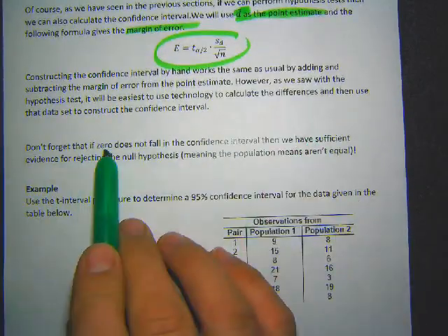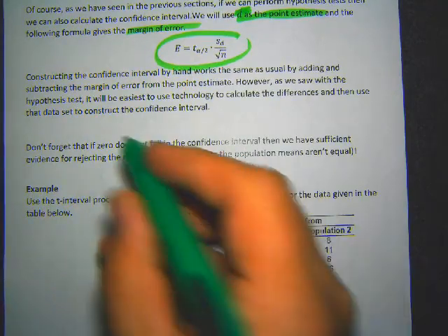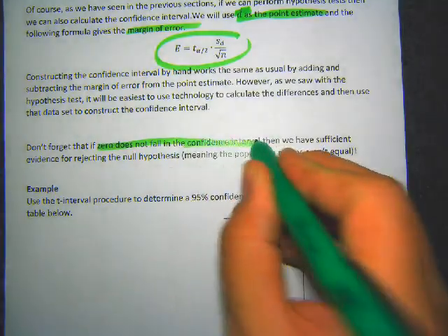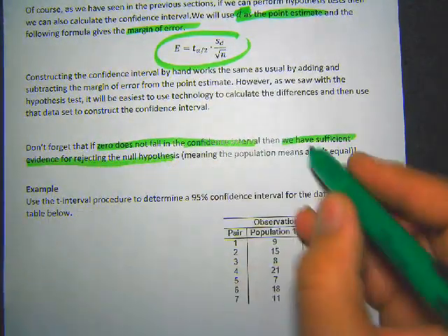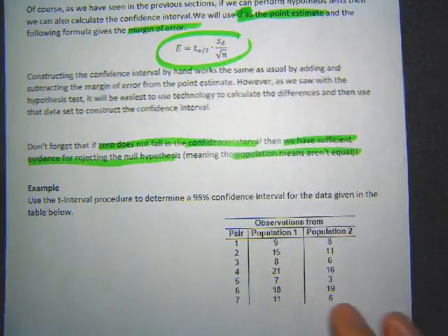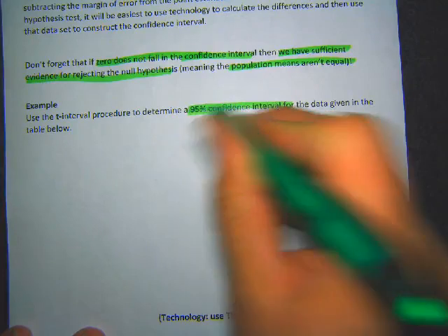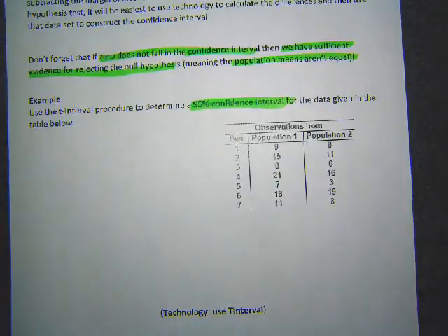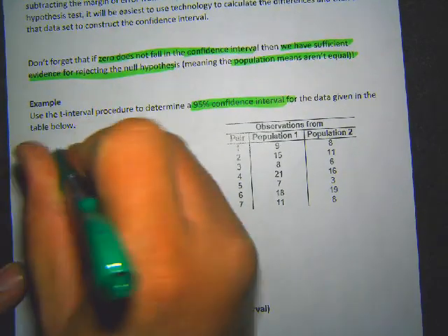Don't forget, if 0 is not in the confidence interval, then we have sufficient evidence to reject the null. So if 0 does not fall in the confidence interval, we have sufficient evidence to reject the null hypothesis, meaning the populations aren't equal. So we're going to do this with the same two populations. We're doing a 95% confidence interval. So that's our confidence interval. And we are going to just do a t-interval.